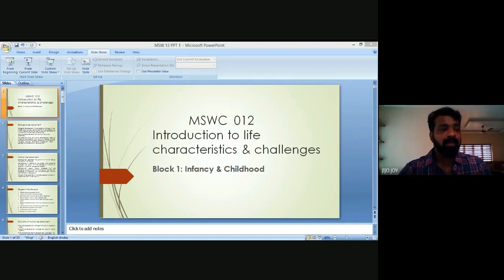Then we move on to the next title, that is prenatal development. The prenatal period, or the pregnancy, with a duration of approximately 9 months, begins from conception to birth. This is a very important stage. It's a beginning stage, the very initial stage. Here a new life starts with fertilization, the union of an ovum and a sperm that results in the formation of a zygote.